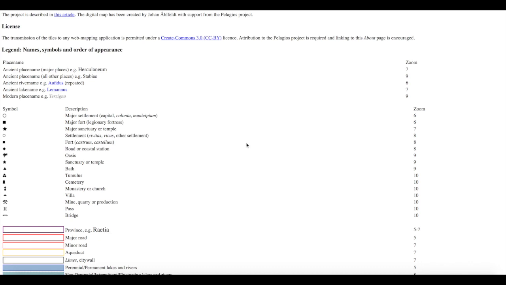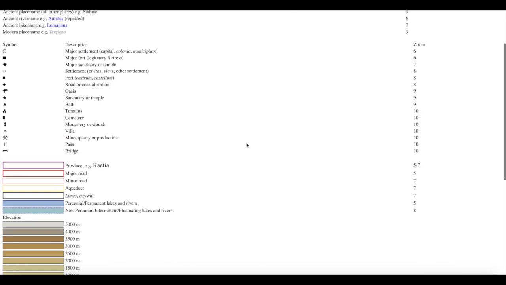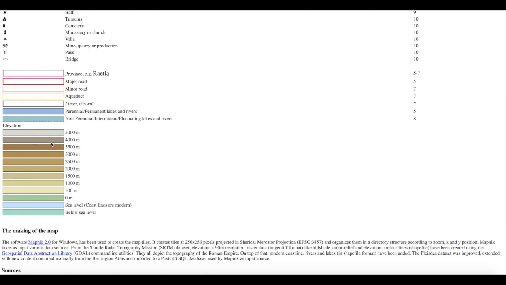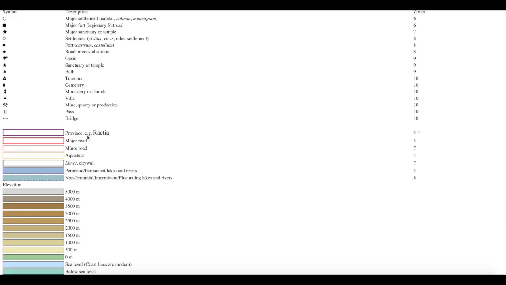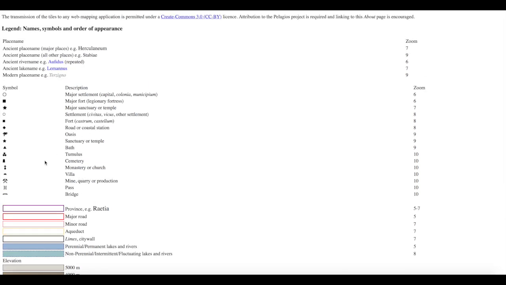It's specific to that one time period, but it is a very interesting map to navigate. It has elevation information, it describes provinces, roads, aqueducts, city walls, lakes. All of these symbols describe different famous monuments like major settlements, major forts, temples, roads, or essentially places where people could sleep while they were out traveling. Oases, this would be important in the desert, obviously something that's of concern when you're colonizing North Africa as the Romans did.